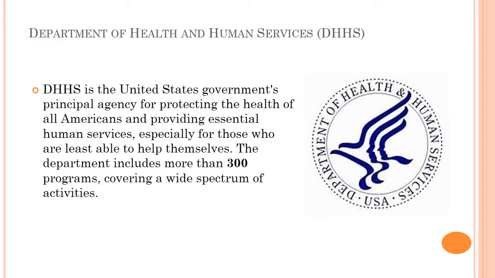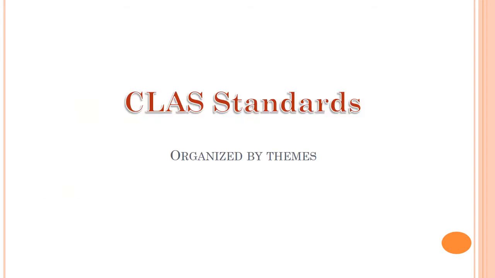DHHS, or the Department of Health and Human Services, is the United States government's principal agency for protecting the health of all Americans and providing essential human services, especially for those who are least able to help themselves. The department includes more than 300 programs covering a wide spectrum of activities. Okay, so the next several slides will cover the CLAS standards, and we are going to organize them by theme.